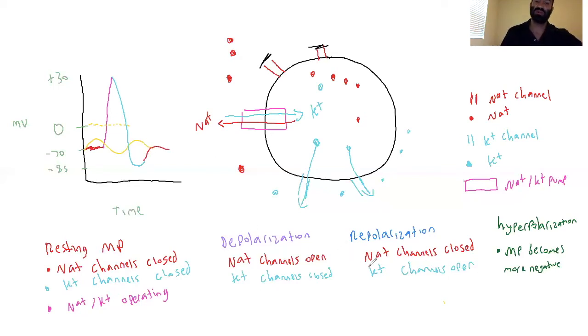So now we are going to go right back to resting membrane potential. So we see here that at resting membrane potential, sodium channels are closed, potassium channels are closed, and Na plus, K plus pumps are operating. Let me return the cell to resting membrane potential.